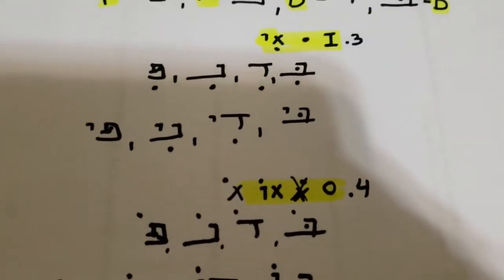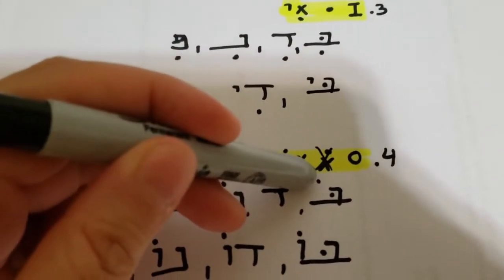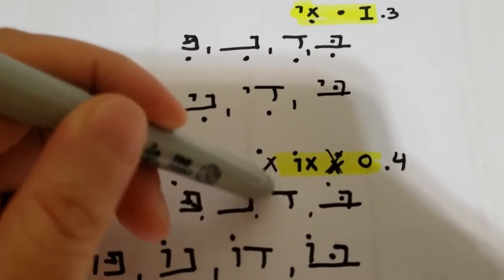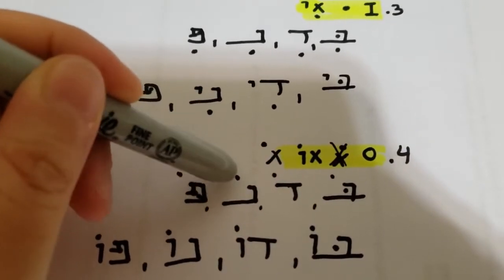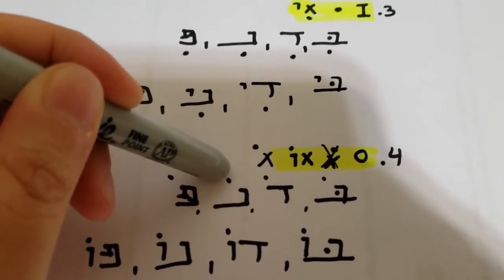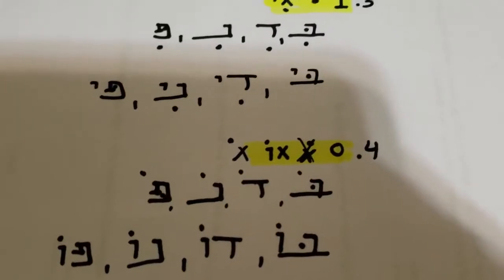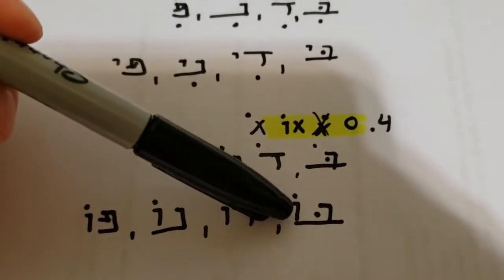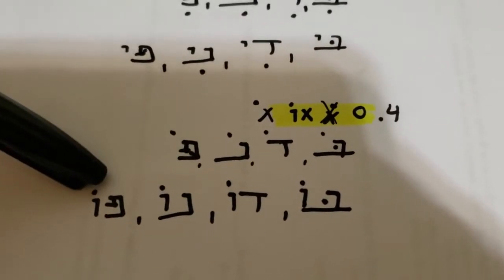So let's look at this. Bet with a dot on the top on the left is bo. Daled, which is a D with a dot on top, is do. Nun with a dot on top is no. P with a dot on top is po. Okay, and then we have the other version is bo, do, no, po.